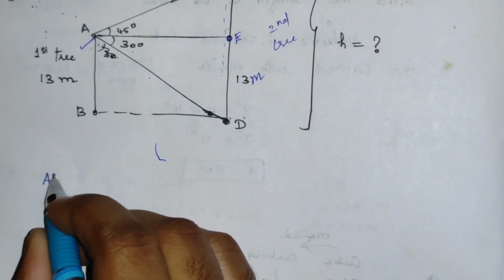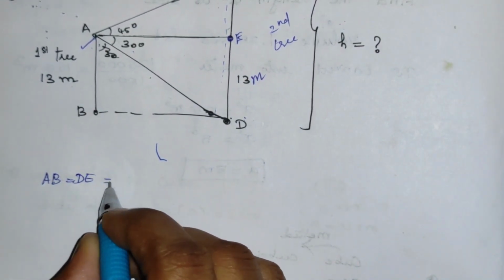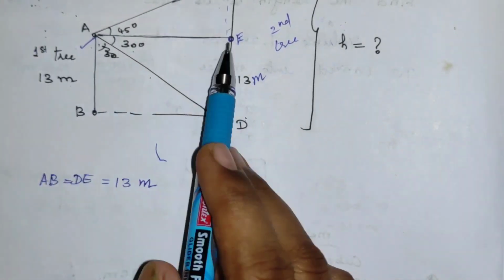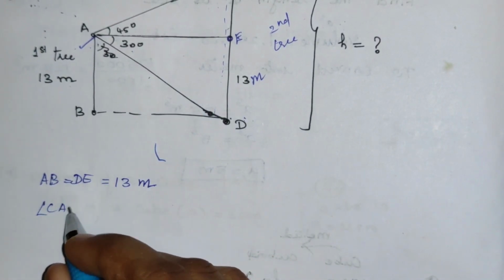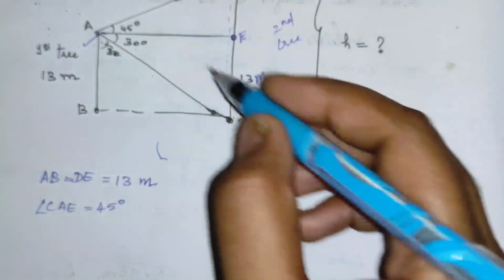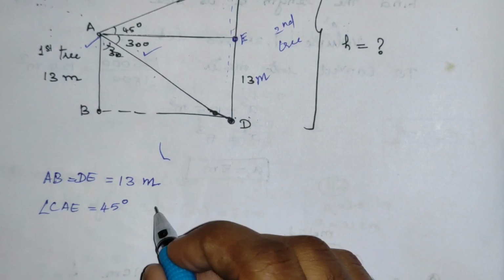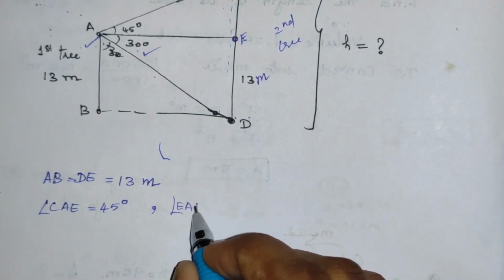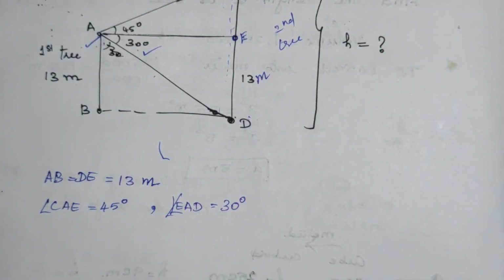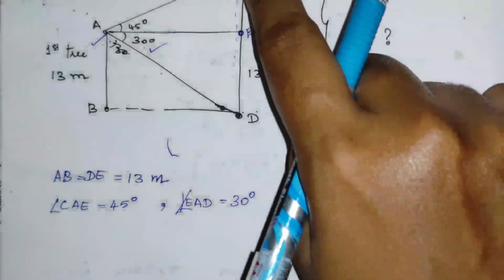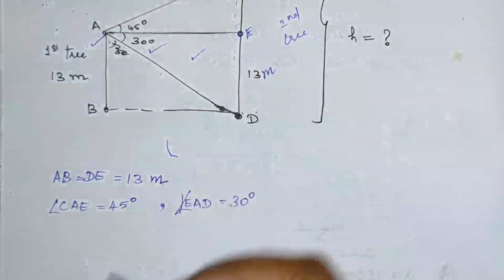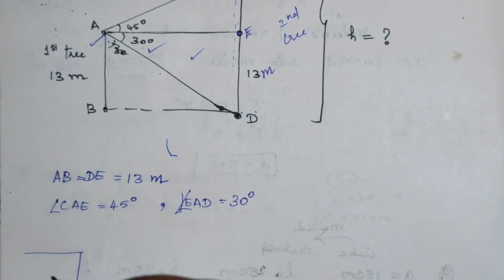So AB is equal to DE is equal to 13 meter, and angle CAE is equal to 45 degree and angle EAD is equal to 30 degree. So first, what we do is, in triangle AED, we consider this first triangle. So AED looks like this.